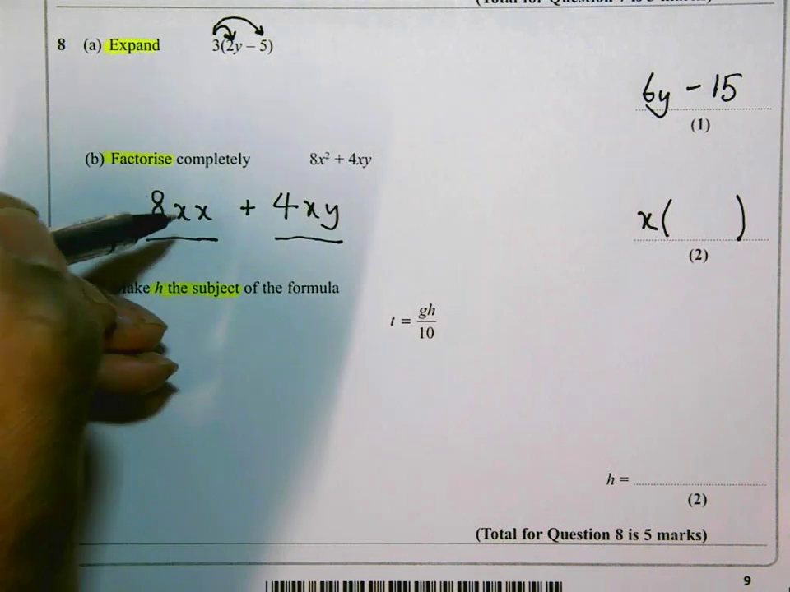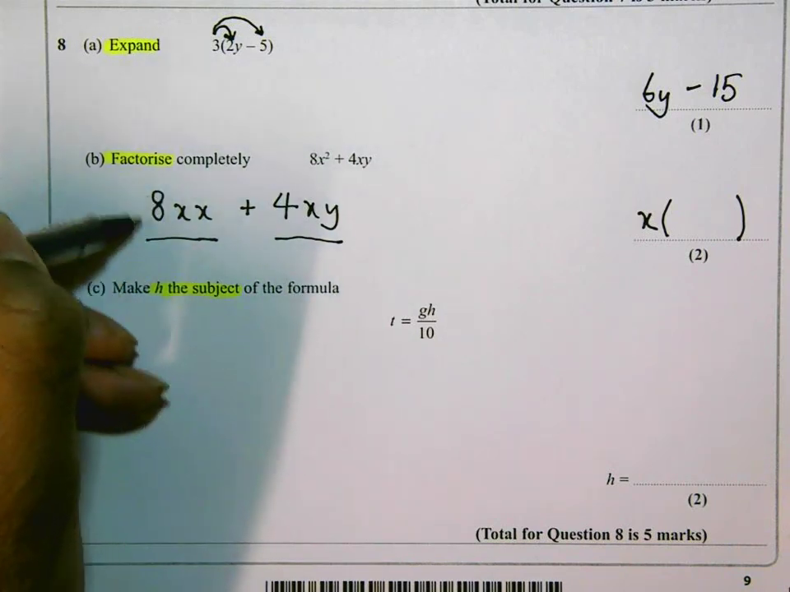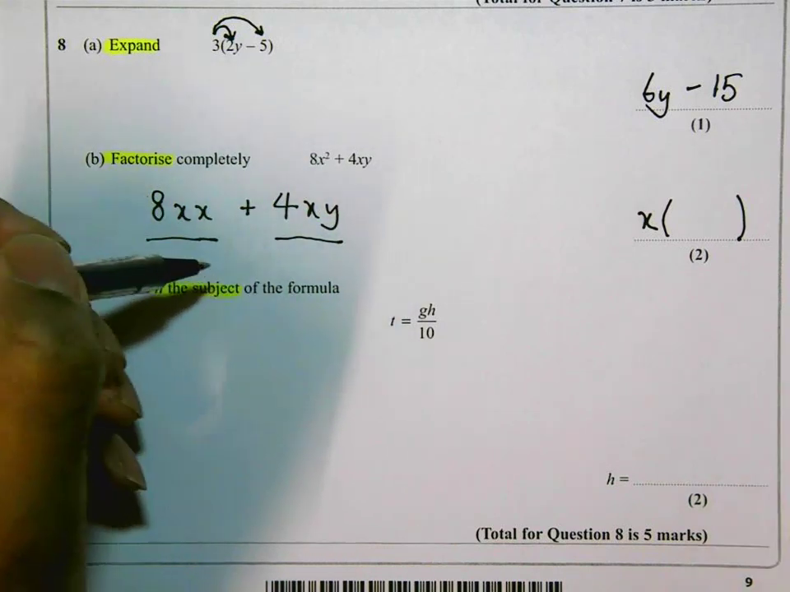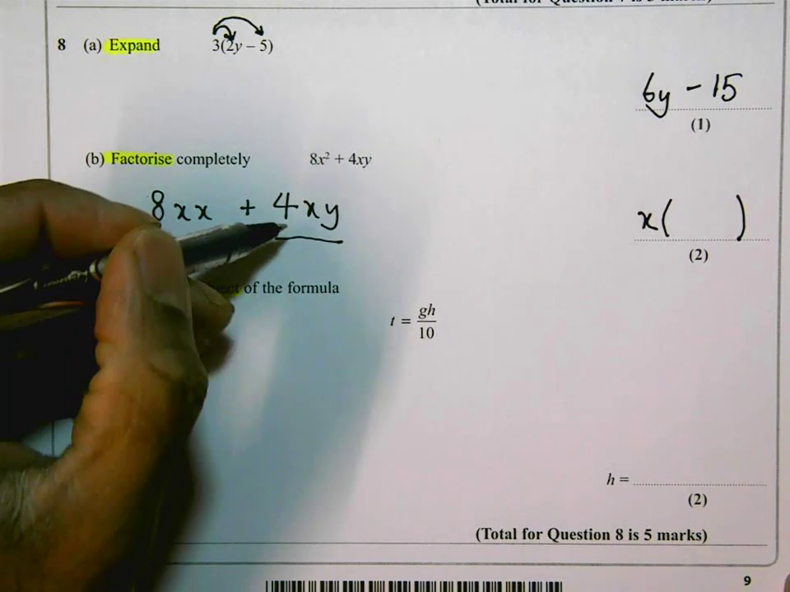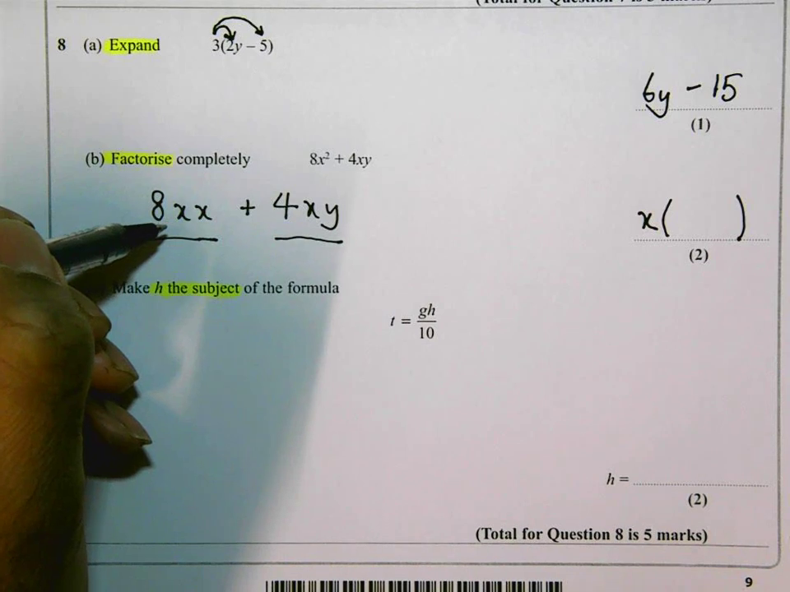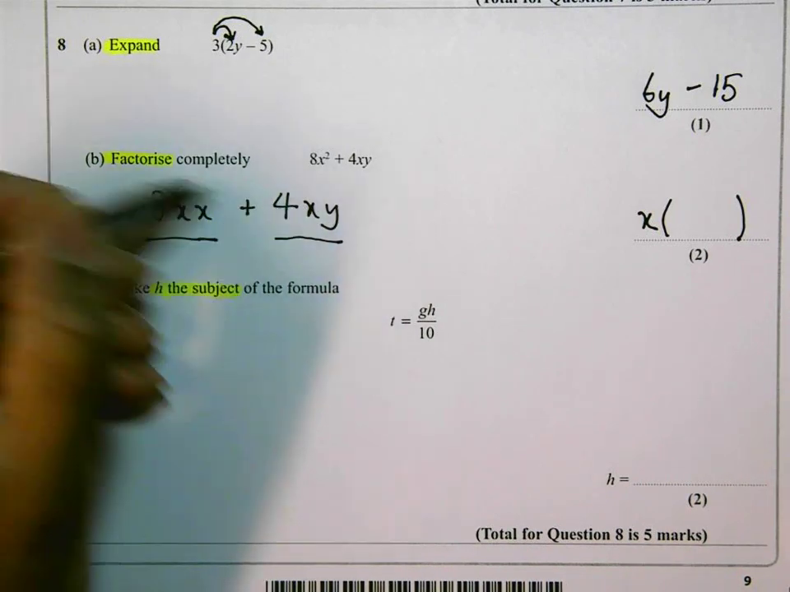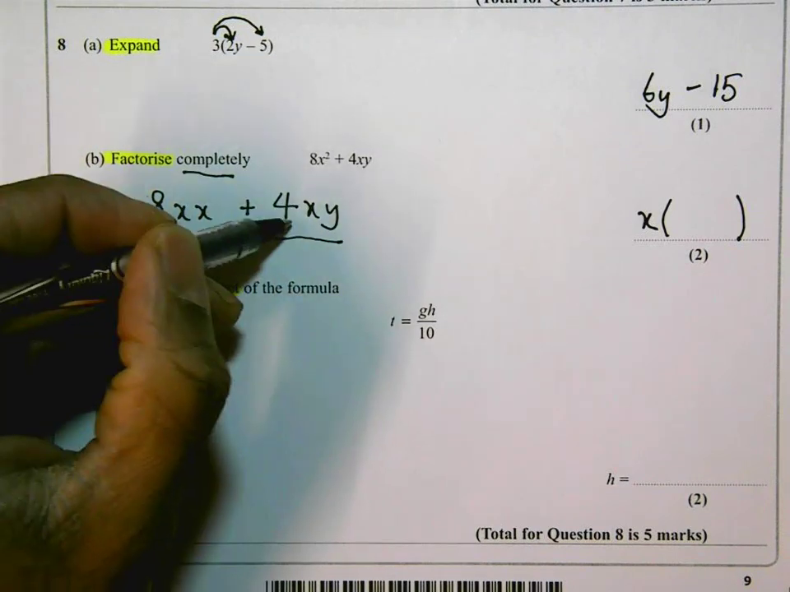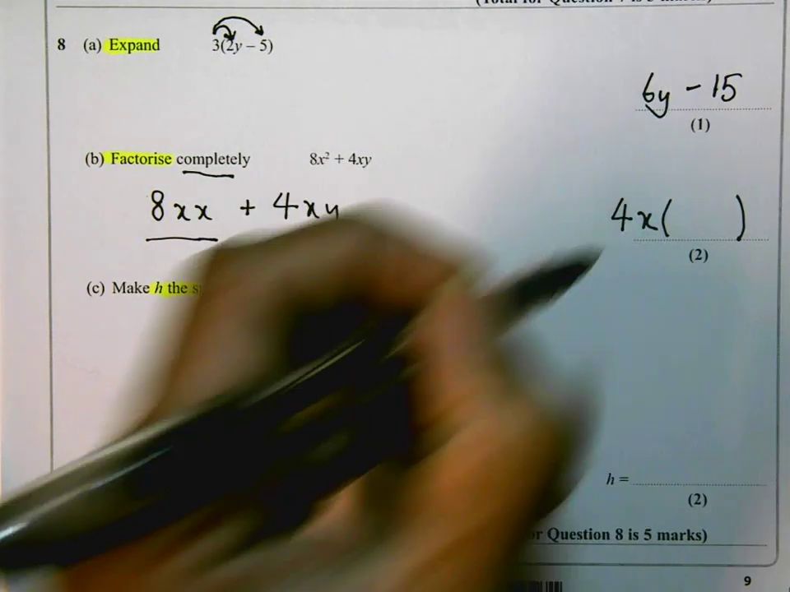What's the biggest number that could go into 8 and 4? Well, numbers like 1 and 2 could go into 8 and 4, but I need the biggest number that can go into 8 and 4 to factorize it completely. The biggest number that can go into 8 and 4 is 4. So I'm going to put 4 outside the brackets as well.